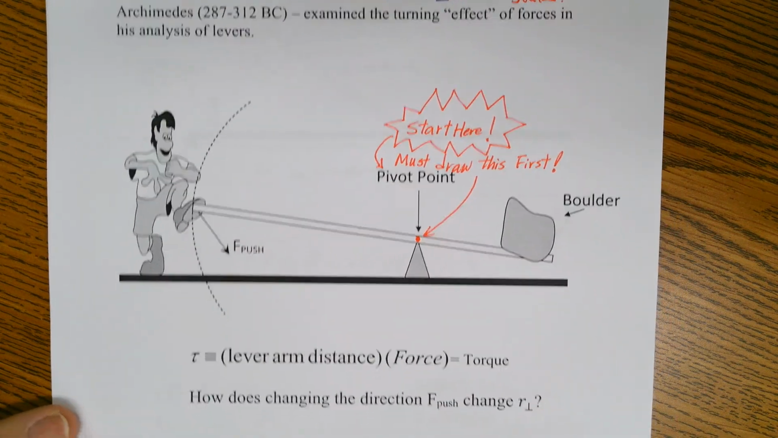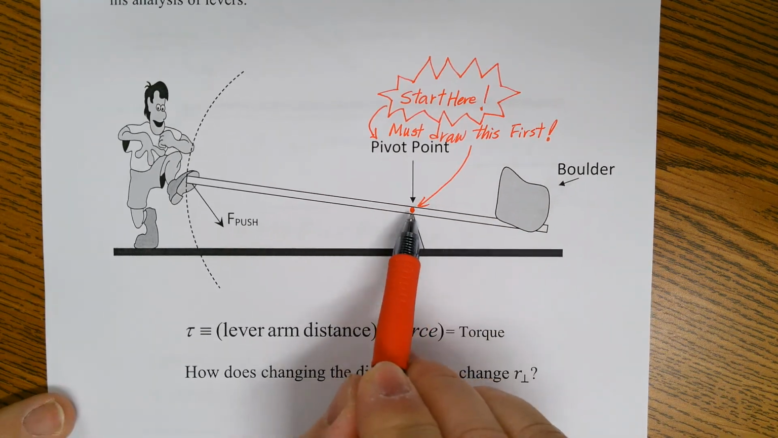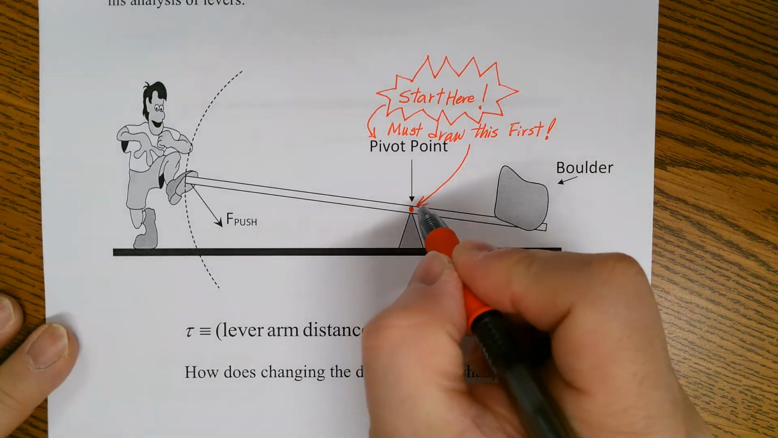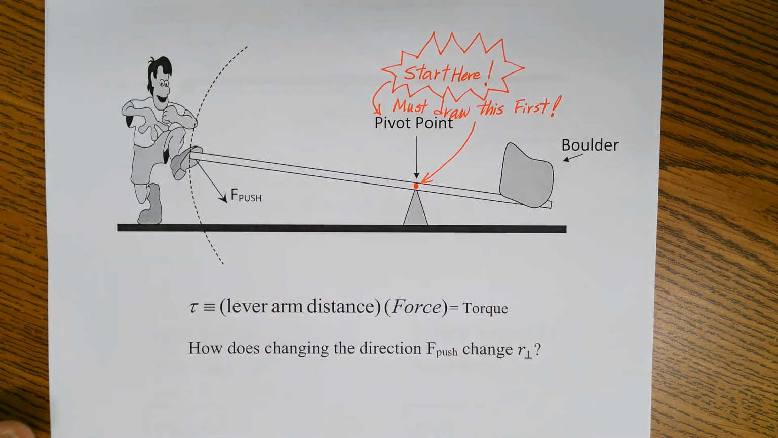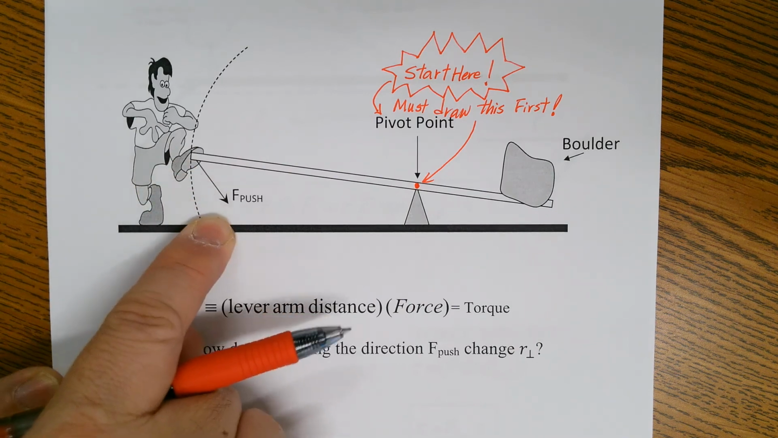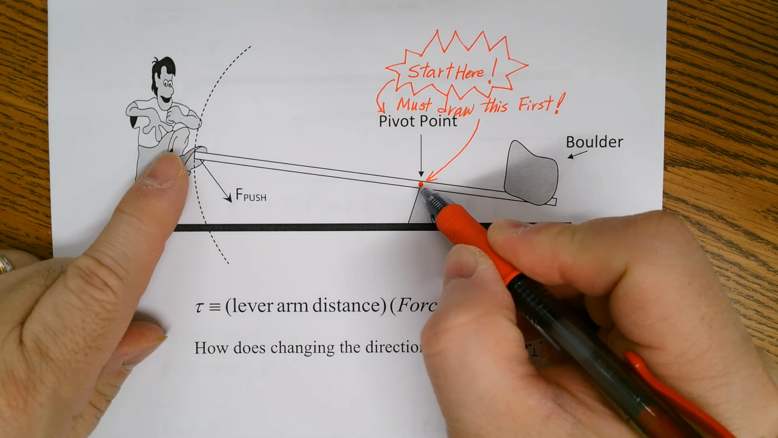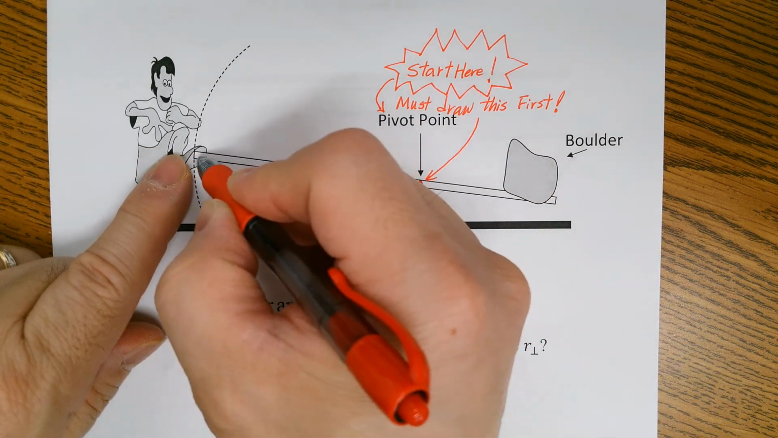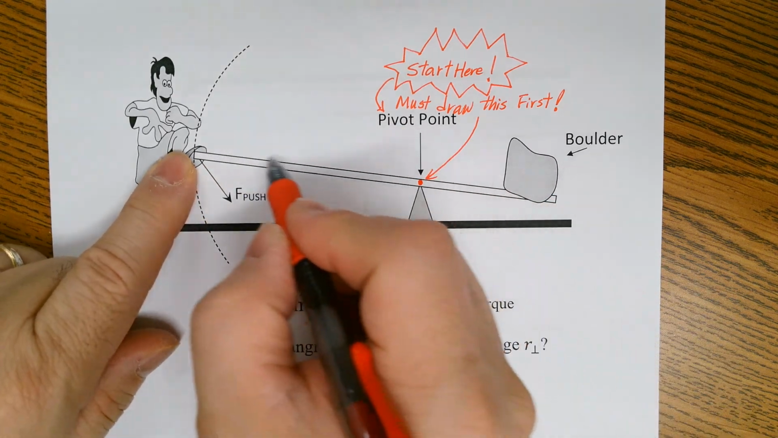So to understand torque, you must start here at this pivot point. You have to know where this pivot point is in order to get this thing going. So draw where the pivot point is. Draw this first. Then everything else is measured from that point. Okay? So if you were to apply a force onto this lever at this much distance away, that distance from the pivot point to where the force is applied is R. Okay?